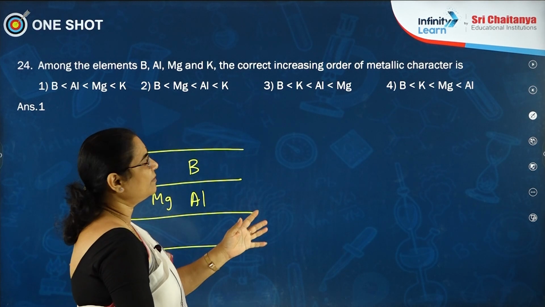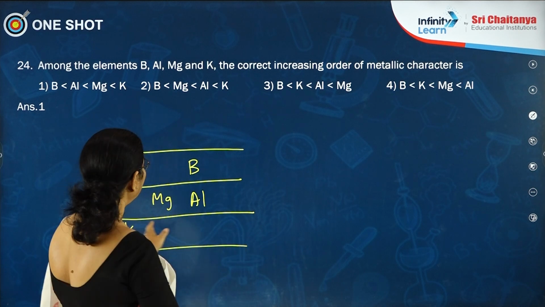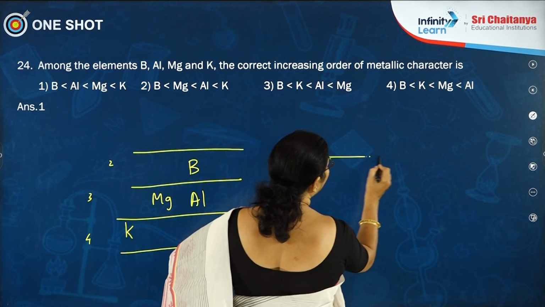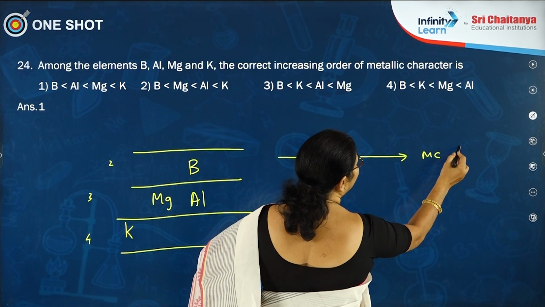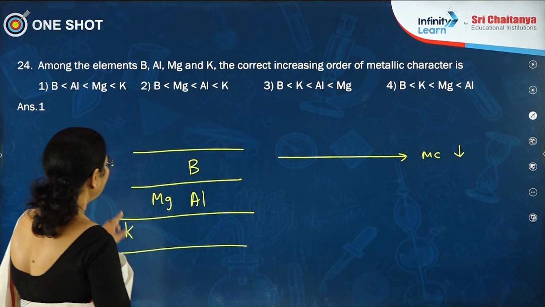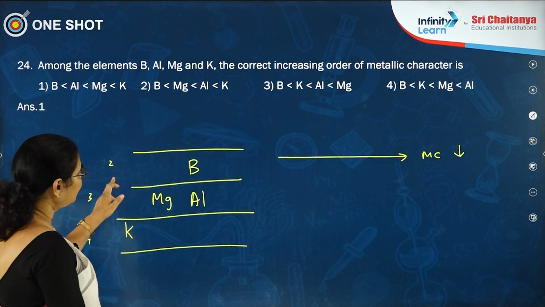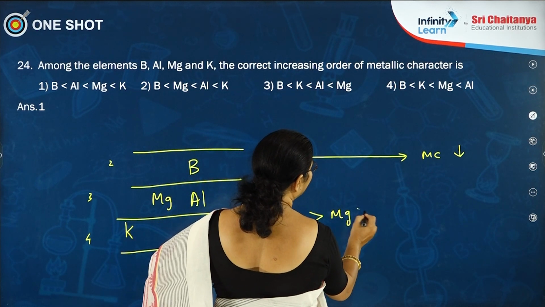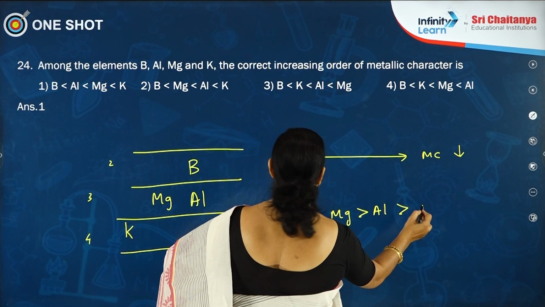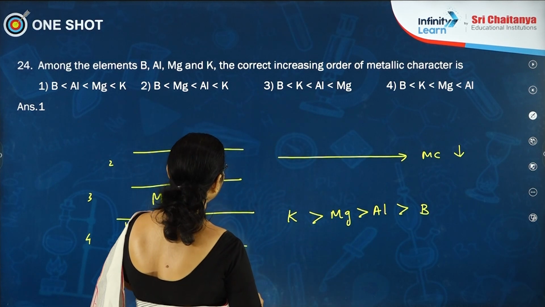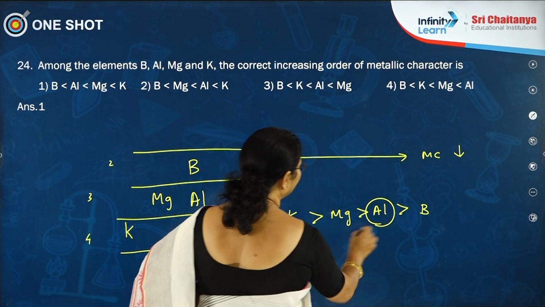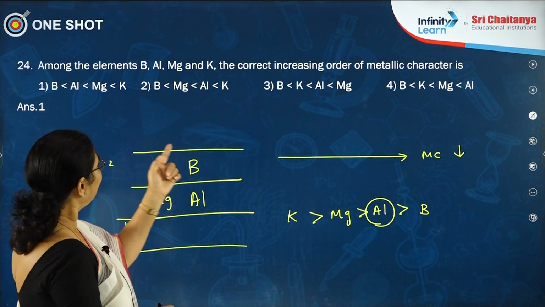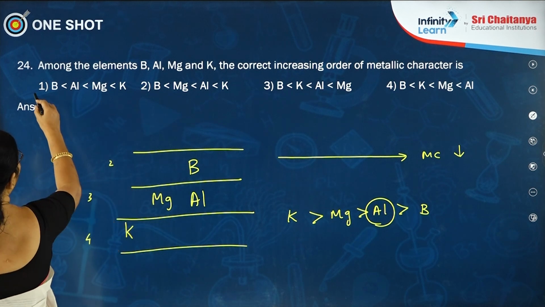Metallic character is more for first group elements. Among all the elements in the periodic table, first group elements are more metallic, and across a period metallic character decreases. Down the group electropositivity increases, metallic nature increases. So, we can say potassium is greater than magnesium, greater than aluminum, greater than boron. He is asking increasing order, so boron is less than aluminum, less than magnesium, less than potassium.